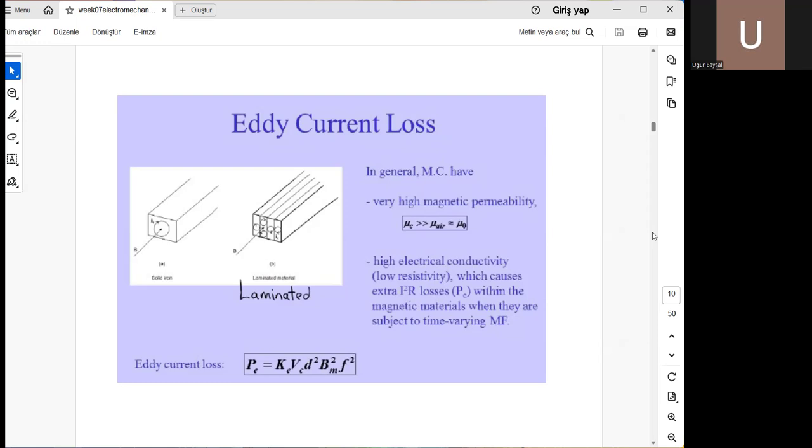Underneath, there's a general formula with some proportionality constants related to voltages, magnetic flux densities, and some geometrical constants, etc. This power loss is proportional to the square of the frequency. So if we increase the frequency, we increase the eddy current loss in general.